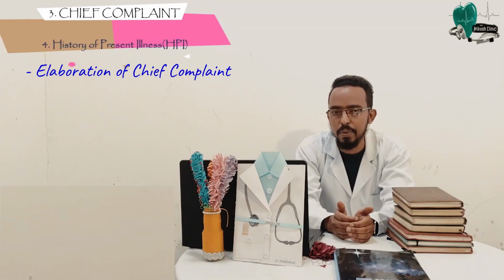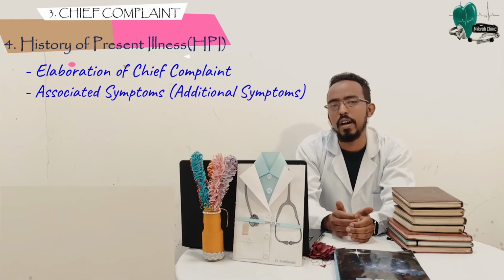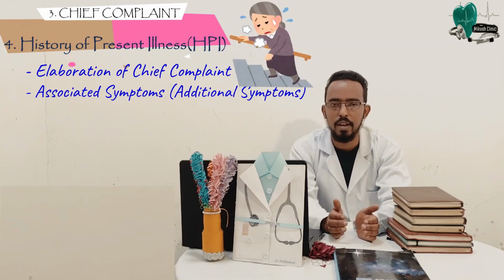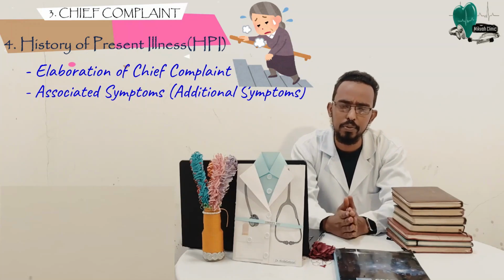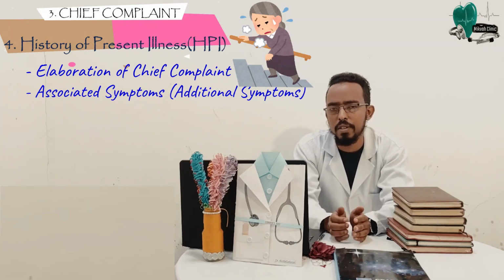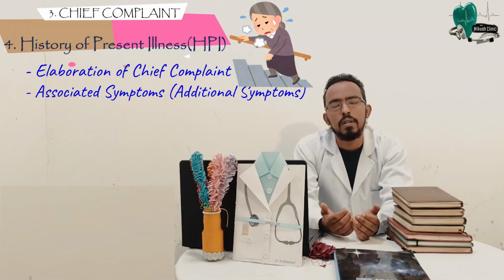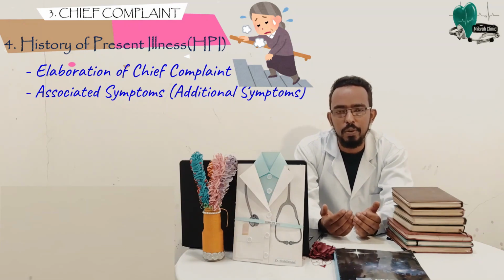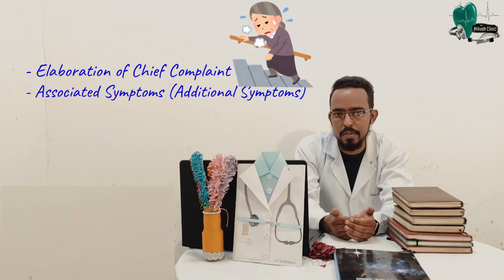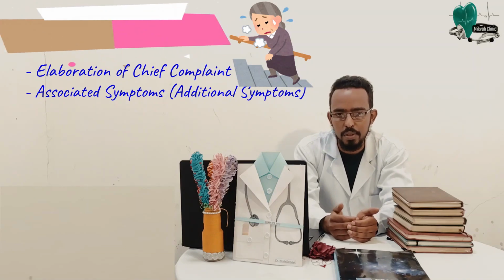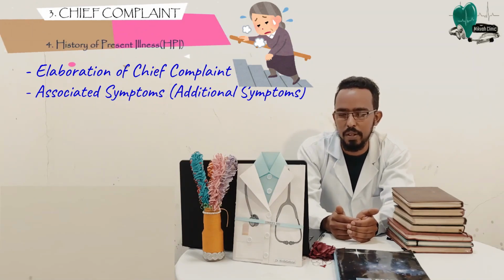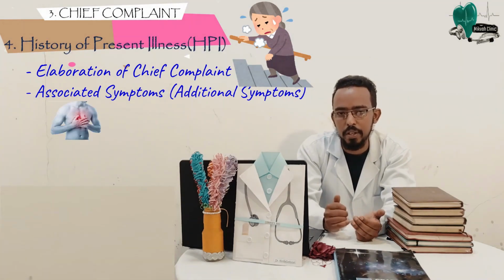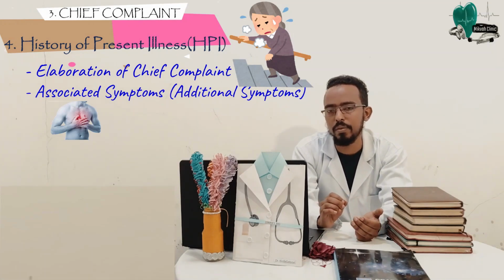After elaborating the chief complaint, I will also elaborate the associated symptoms, additional symptoms. For example, if our patient has a chief complaint of shortness of breath of 3 days duration, I will start my history of present illness by characterizing that shortness of breath. Then I will proceed with the associated symptoms. For example, if he had chest pain associated with the shortness of breath, I will explain about the chest pain in detail.